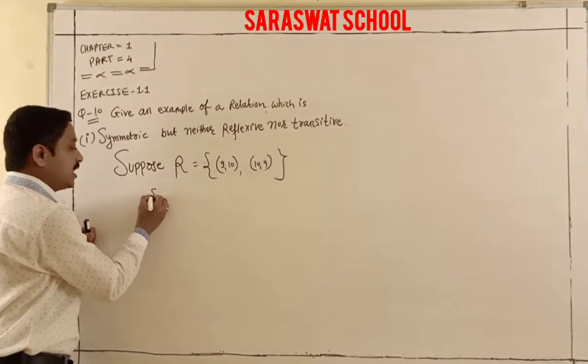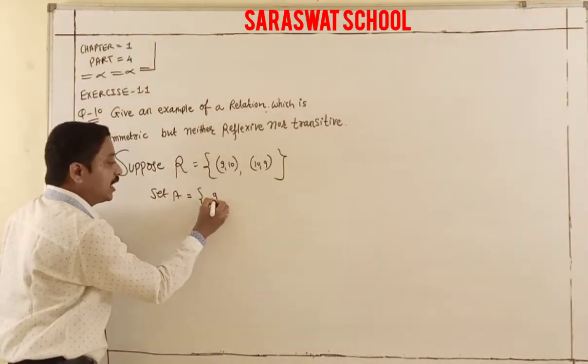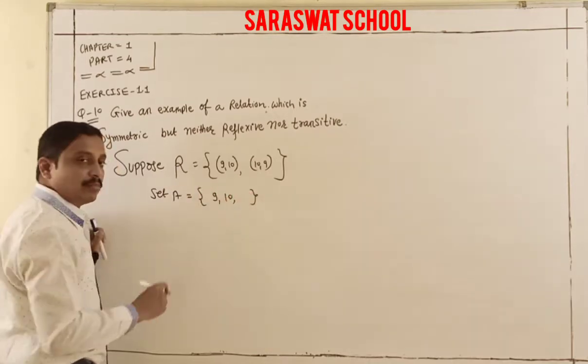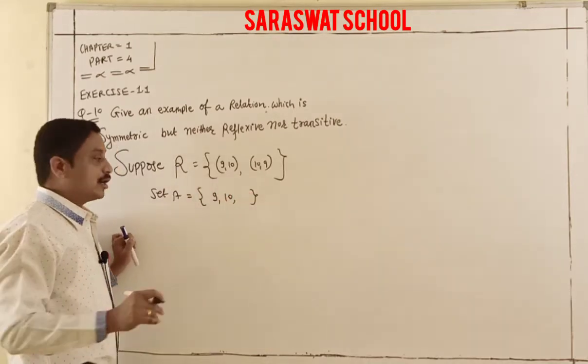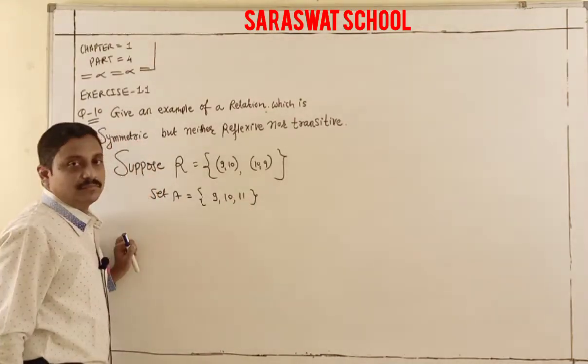So here our set A represents the relation R. I only write down 9, 10. One more number you can write as you like, but never write 9 and 10 repeated. I write down 11. Yes.